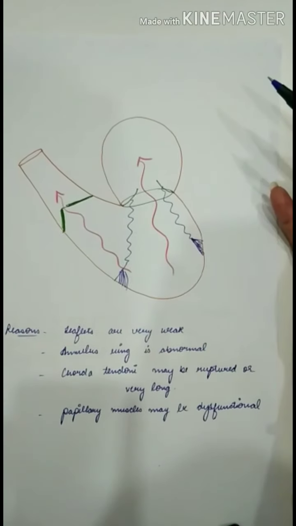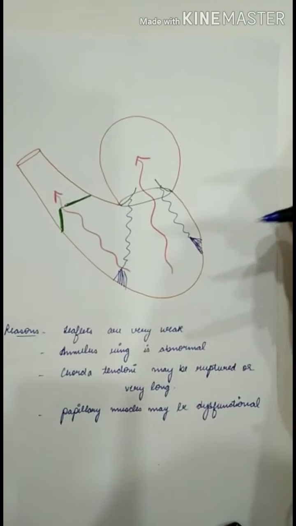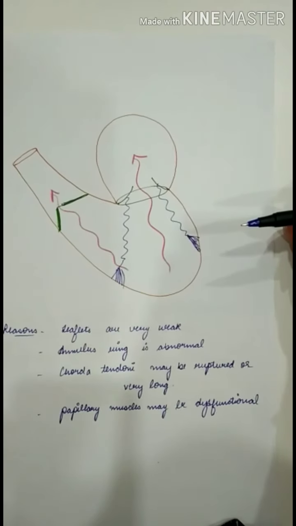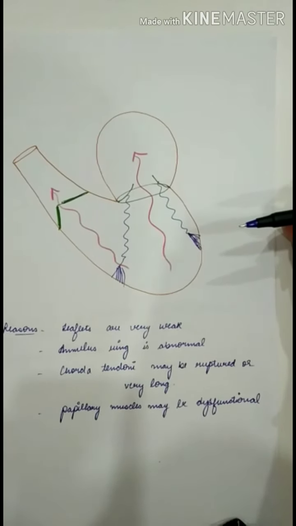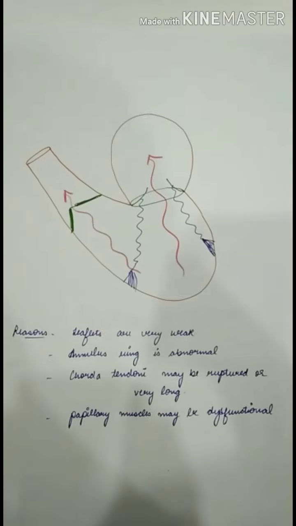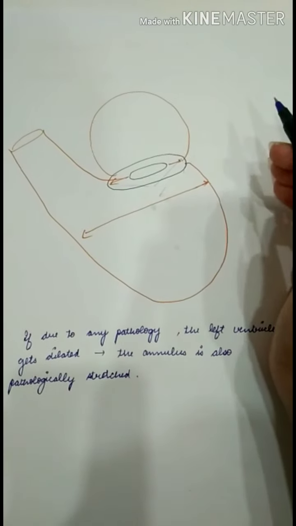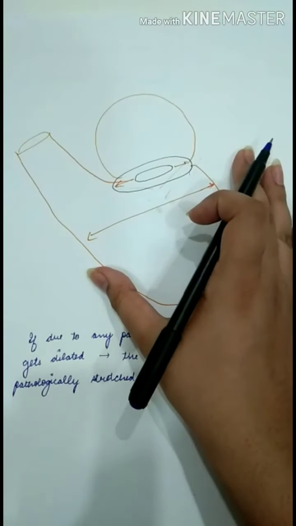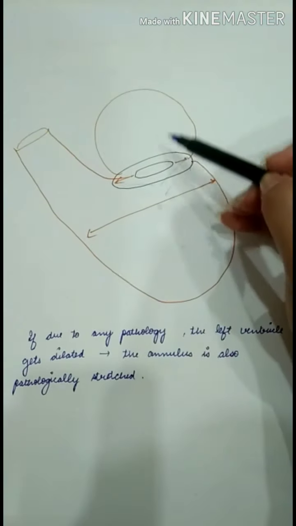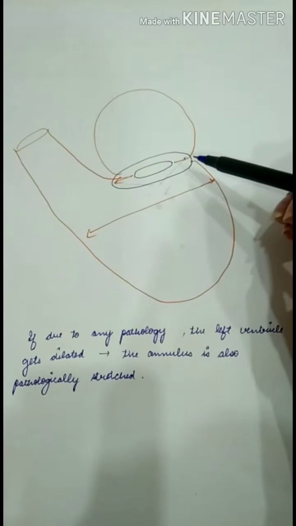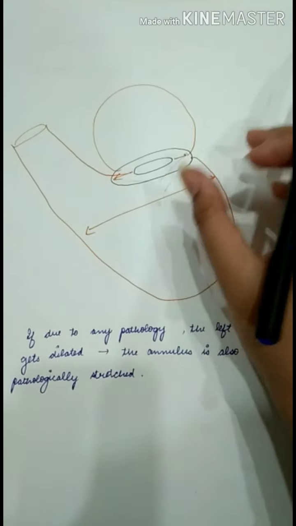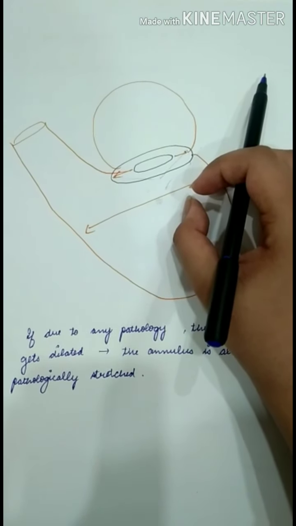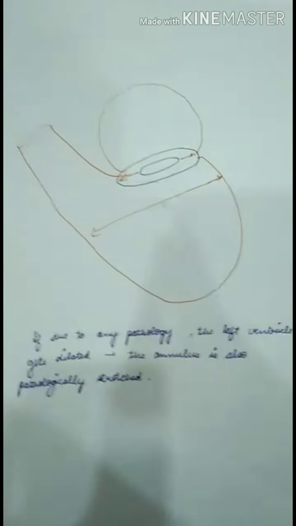The reasons can be many. Maybe the leaflets are very weak, the annulus ring is abnormal, the chorda tendineae may be ruptured or very long, or the papillary muscles may be dysfunctional due to any reason. Now, if any condition leads to pathological dilatation of the left ventricle, this annulus also gets stretched. When this happens, the mitral leaflets can't really prevent regurgitation because they are unable to shut properly.